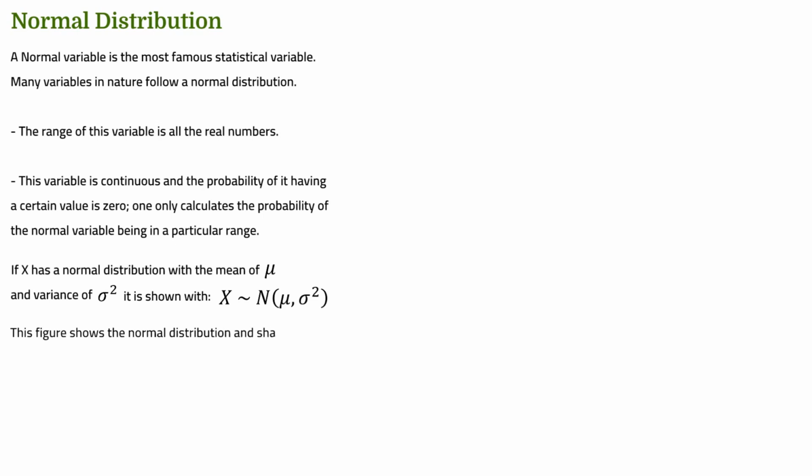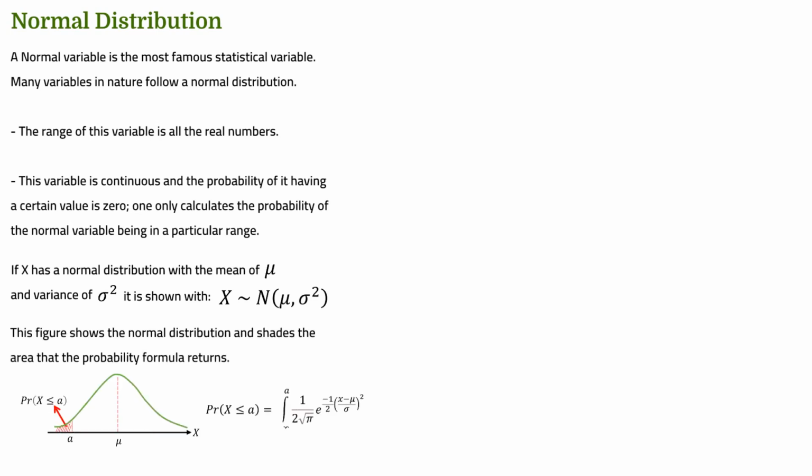The figure shows the normal distribution and shades the area that the probability formula returns. Here's the shaded area in the normal distribution. As you can see, it's a bell shape, and the probability of being less than A is that shaded area, and you use this formula for the calculation. We are not going to get to the formula. We are going to use software for the calculations.